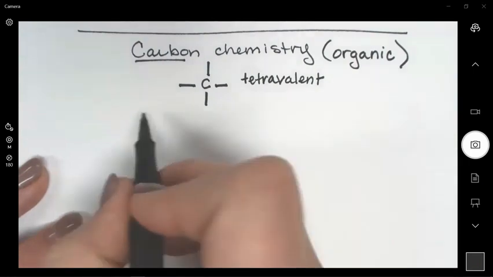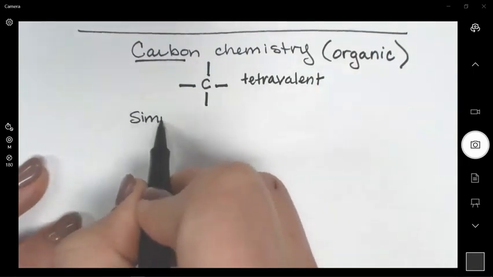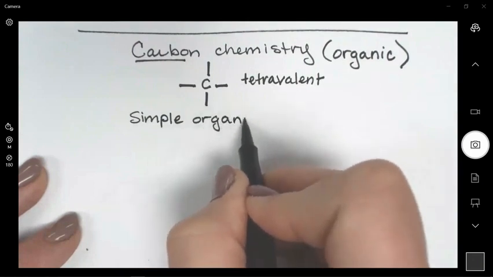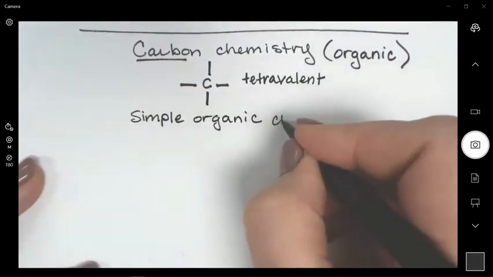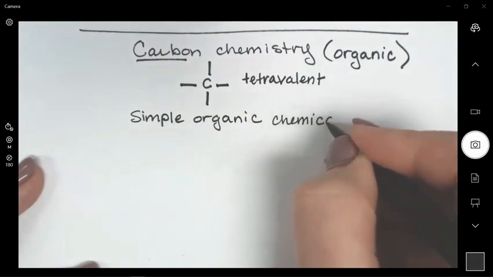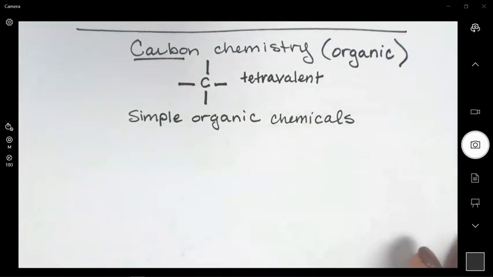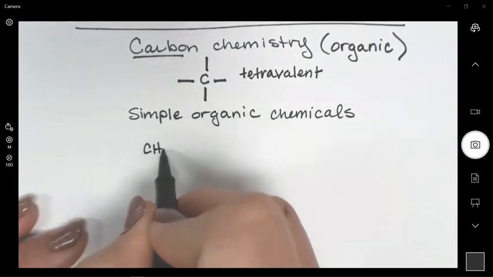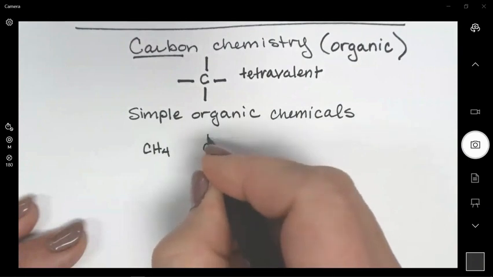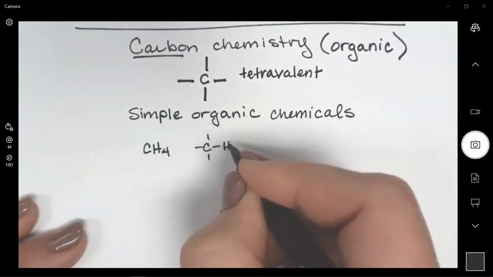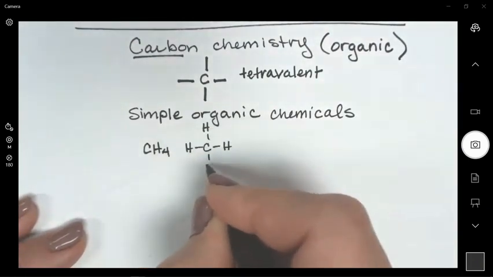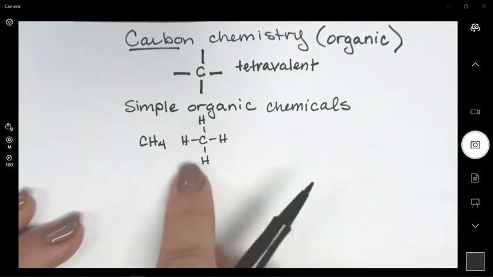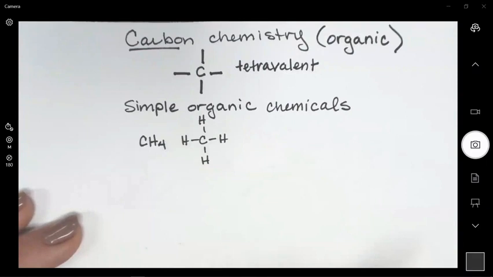Because it's tetravalent, it can make simple organic chemicals. And we know one, or at least we should have memorized one, CH4. That is when you have a carbon bound to 4 hydrogens. That is CH4. That's a simple organic chemical because carbon is tetravalent.